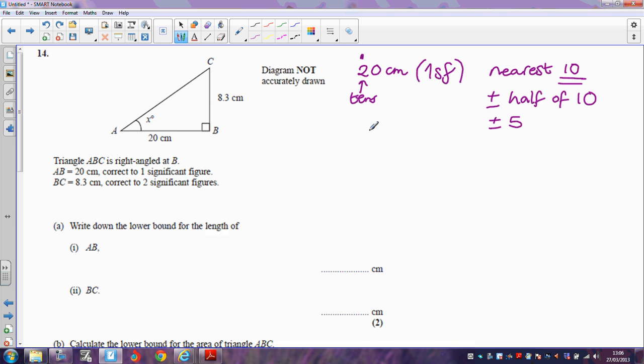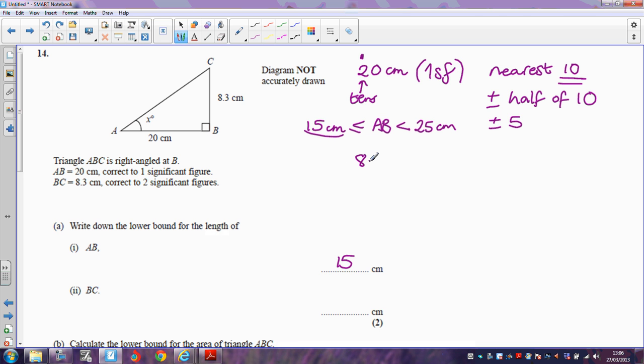So to find the upper and lower bounds of AB, we are going to add and subtract 5 to this 20 centimetres. So the upper bound is going to be 20 plus 5, that's 25 centimetres. The lower bound is going to be 20 centimetres take away 5 centimetres, which is 15 centimetres. So the lower bound for the length of AB, that's this one, is going to be 15 centimetres. We're then going to look at BC.